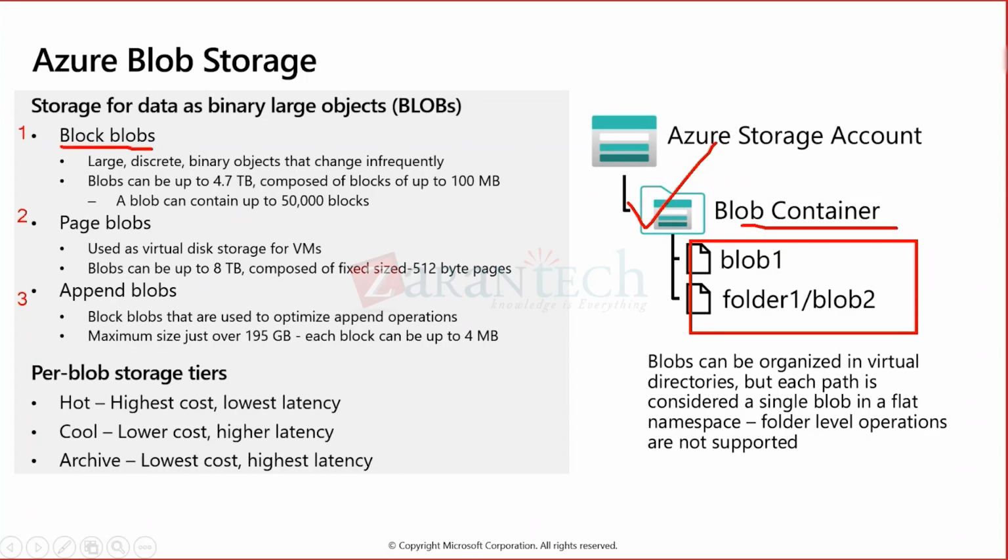Now this block blob is handled as a set of blocks, and each block can vary in size up to 100 MB. A blob can contain up to 50,000 blocks. That means it will give you a maximum size of over 4.7 TB. And a block is the smallest amount of data that can be read or written as an individual unit.